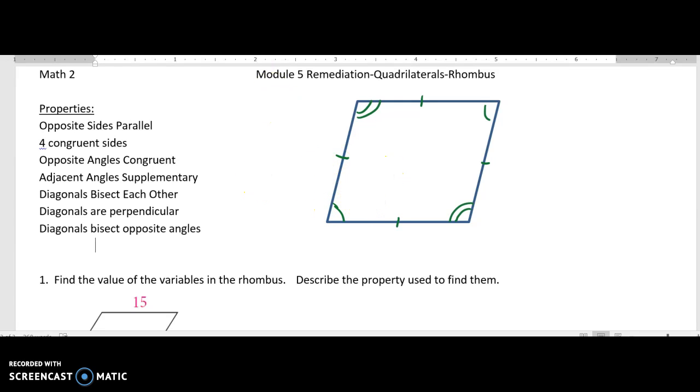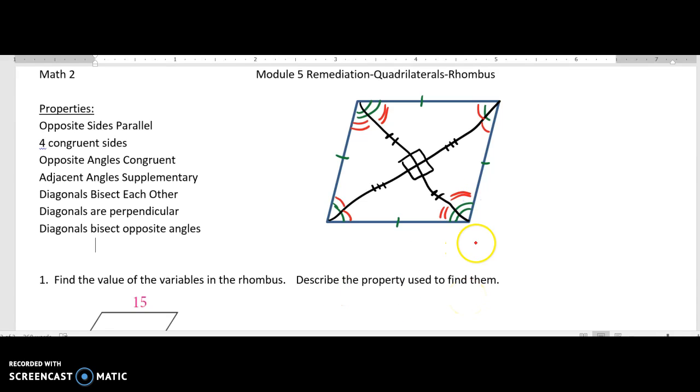Now, the only couple additional properties come in if I draw these diagonals in. Number one thing you have to understand is that the diagonals are perpendicular to each other. Diagonals still bisect each other, so these are congruent. But they also bisect these opposite angles. So this angle would be congruent to this angle, congruent to this angle, congruent to this, and these angles would be congruent.